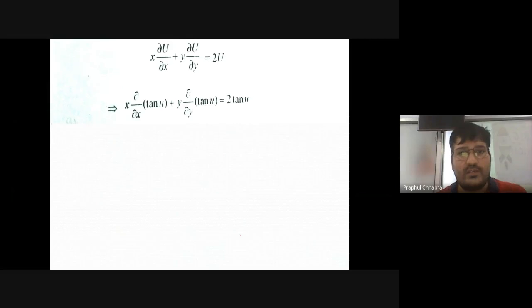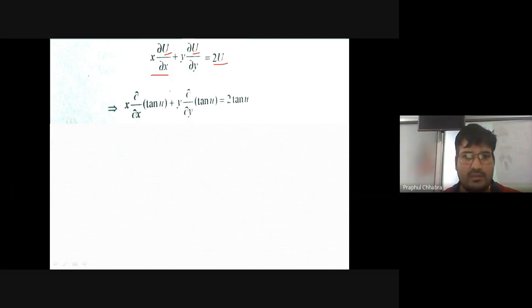Now let's take the first part. तो हमने Euler's theorem अप्लाई की. What is Euler's theorem? Euler's theorem is x del f upon del x plus y del f upon del y is equal to nf. So x del f upon del x. f क्या है यहाँ पे? f वो homogeneous function है जिस पे हम अप्लाई कर रहे हैं. Capital U is the homogeneous function. So x del U upon del x plus y del U upon del y is equal to nf. N is the degree of the homogeneous function and f is the homogeneous function. That is nf, that is 2U.